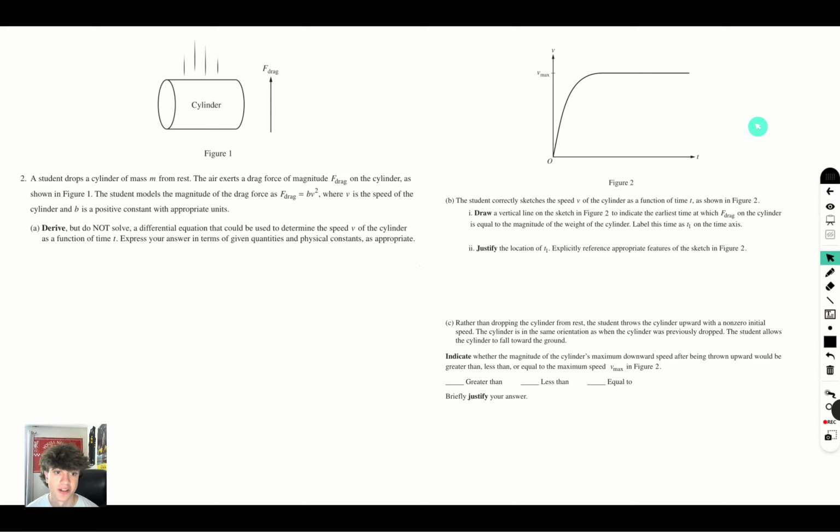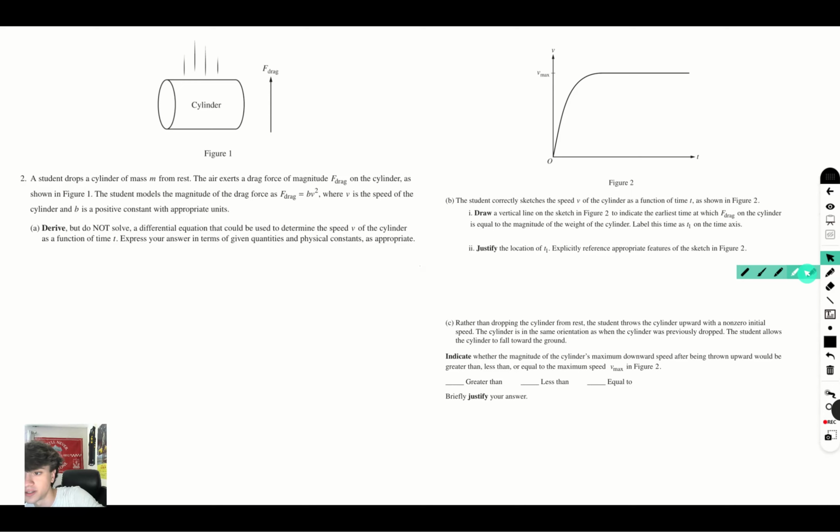Part A is asking us to derive, but not solve, a differential equation that could be used to determine the speed v of the cylinder as a function of time t. Express your answer in terms of given quantities and physical constants as appropriate. Alright guys, this part is pretty straightforward.